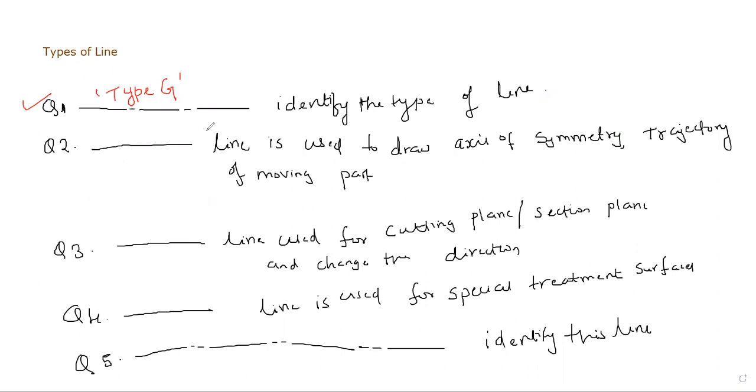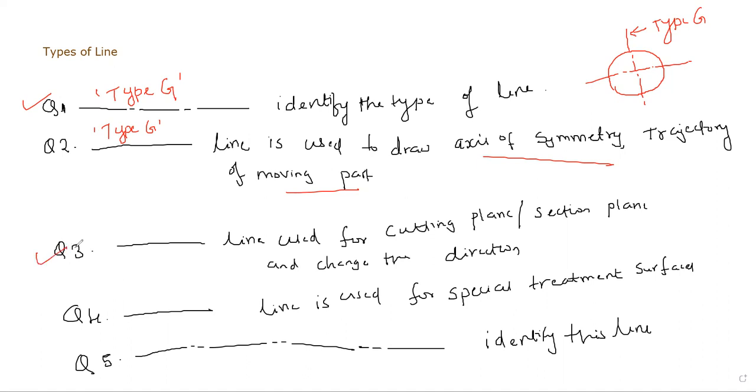Another question: a dash line is used to draw the axis of symmetry and the trajectory of moving parts, like automobile parts. What kind of line is this? Of course, that also belongs to type G. Like the middle portion, you can draw the center portion like this. Here also you can draw. These types of lines are known as type G lines. You might have drawn this whenever you are making the centroid.